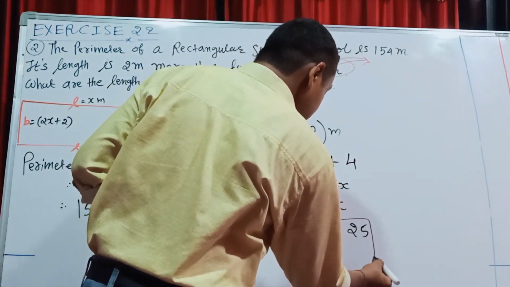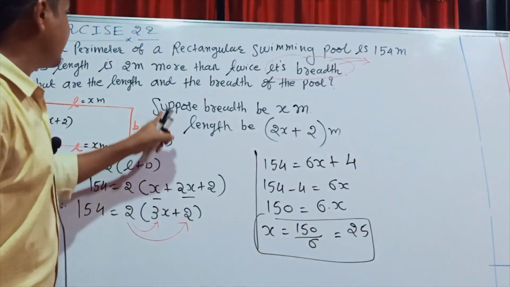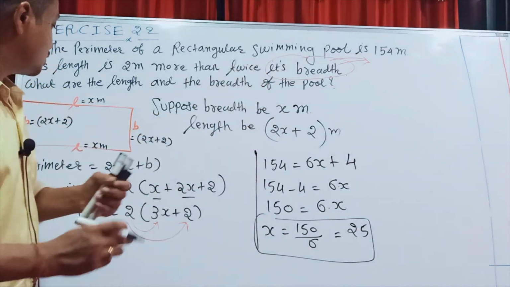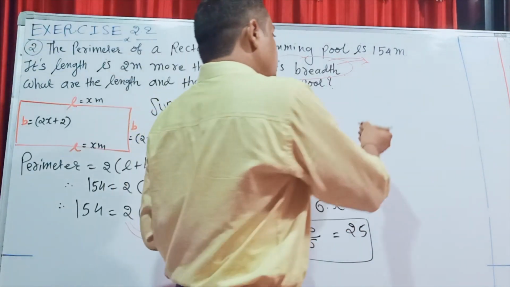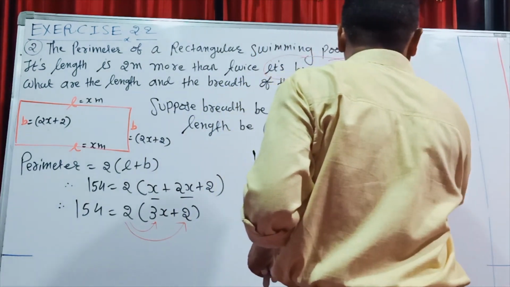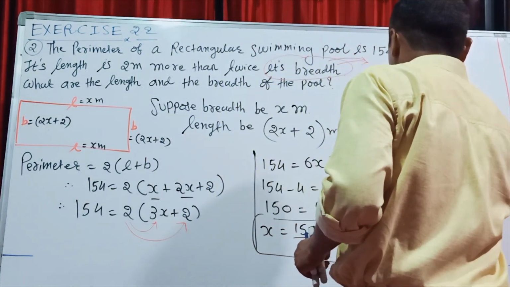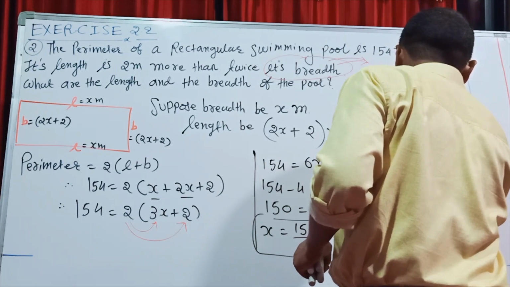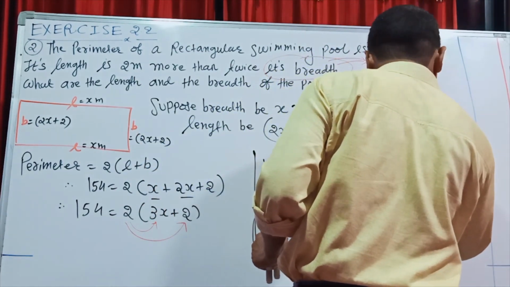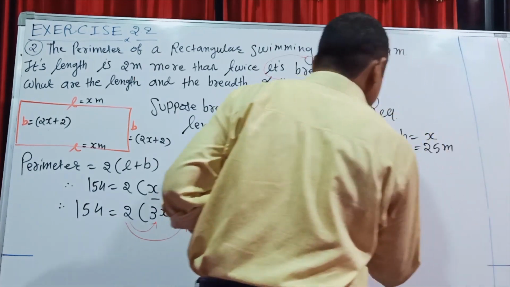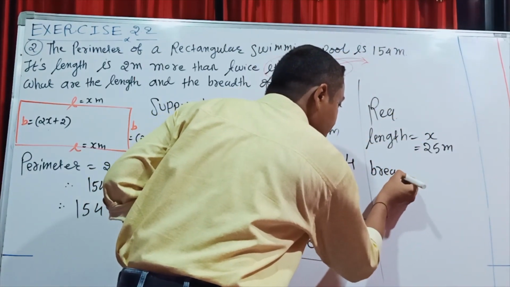So this value is x. Done here. Now what is the target? Length and breadth. Students, already we took length as x and breadth as 2x plus 2. So the final answer is required: length and breadth. What is the length? x. I have the answer x is 25 meter.